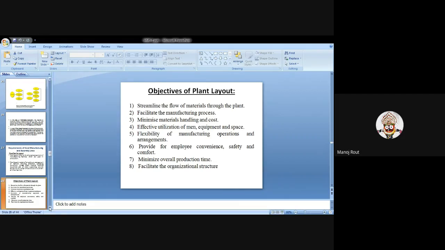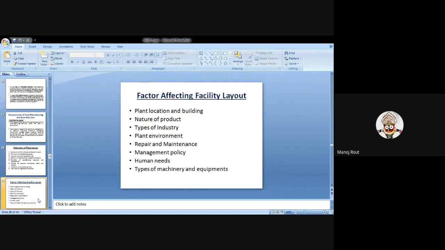Going to the next one, it is factors affecting facility layout. The first one is plant location and buildings. Why are these factors considered? Suppose you choose a place like Jharkhand or a place like Telangana for tea production.